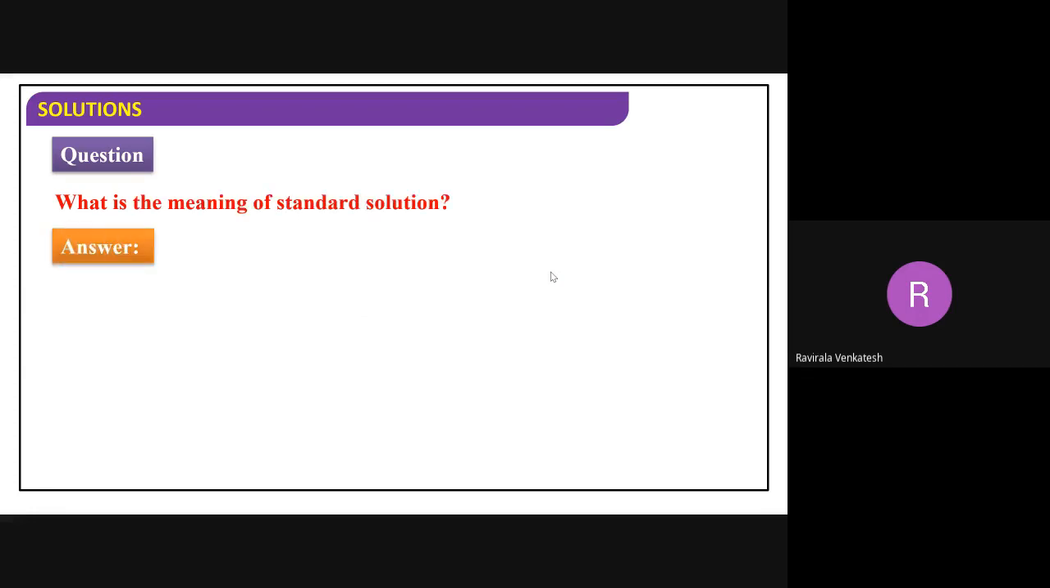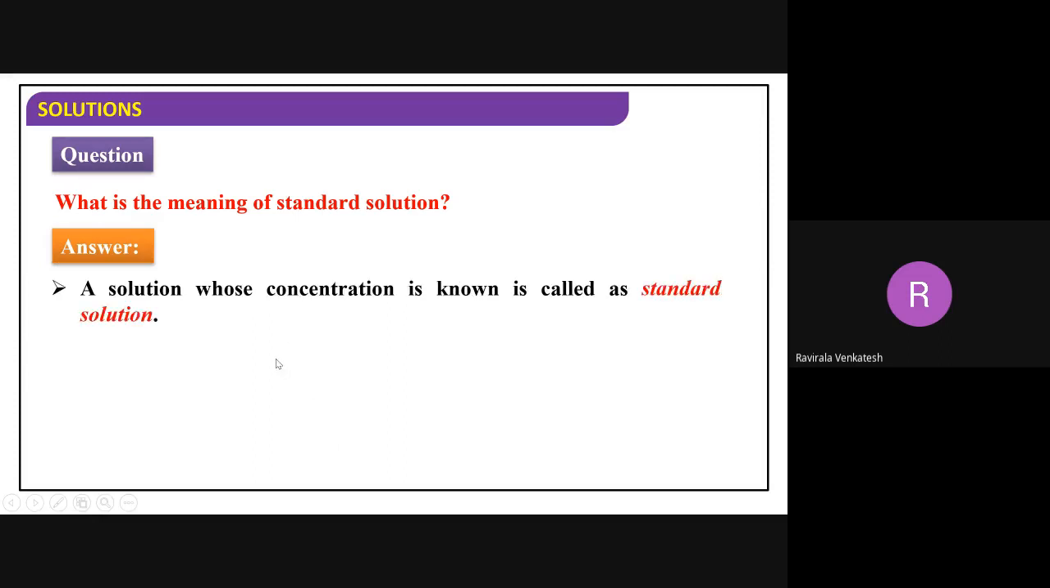It's very simple, beta. But when you are making different types of solutions, we have to use this application. Now, what is the meaning of standard solution? Just a minute, beta, I will continue this one. Just a minute. Read this one.